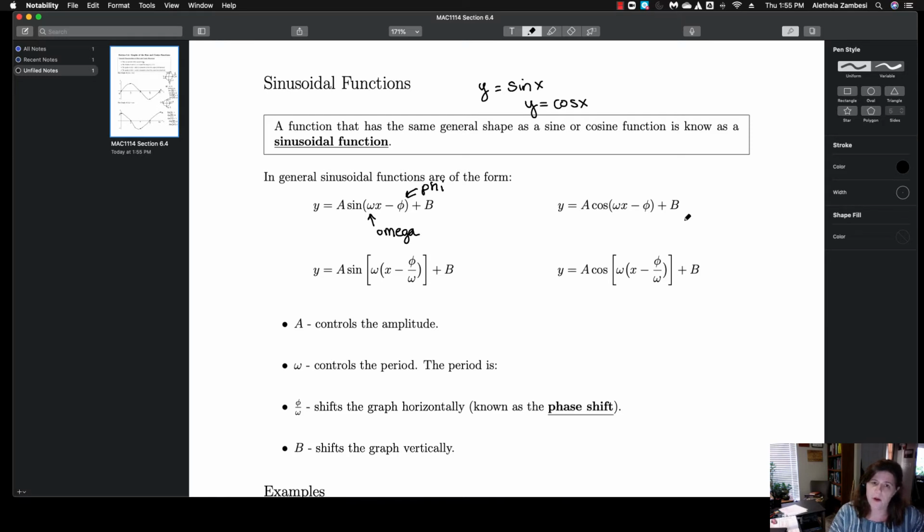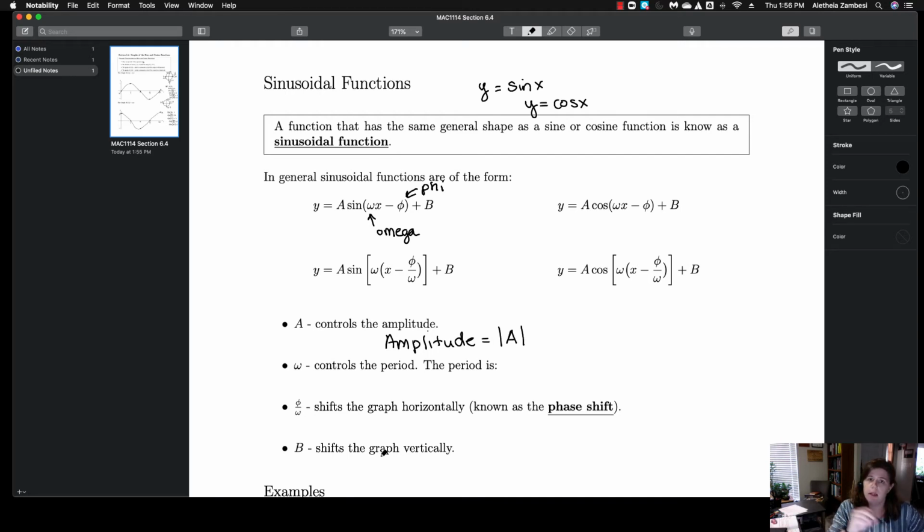Now, if you are working to graph the functions, which we will be going into detail for in section 6.6, a controls the amplitude of the function. Amplitude is about the height. So our amplitude is equal to the absolute value of a. Absolute value because it's really a distance. Omega controls the period. Period is how fast the function recycles.